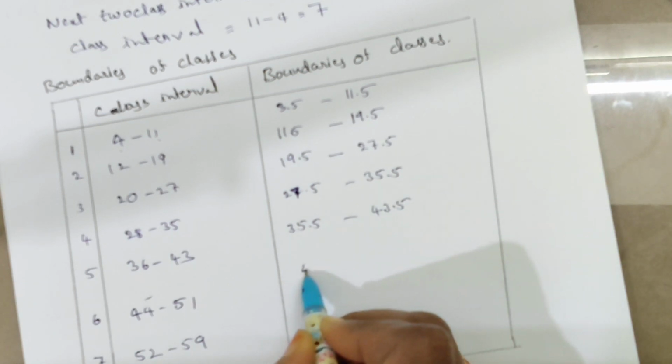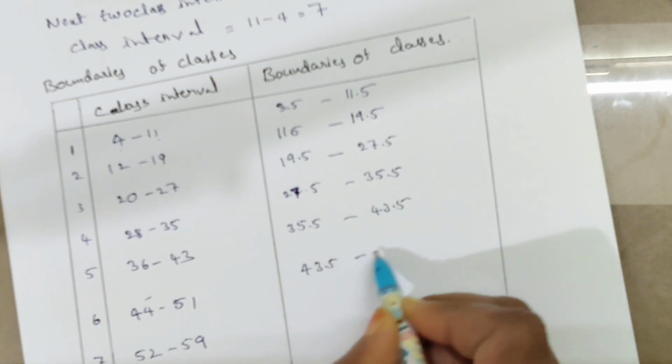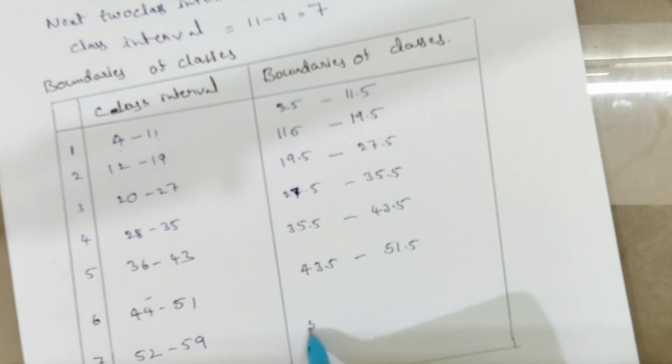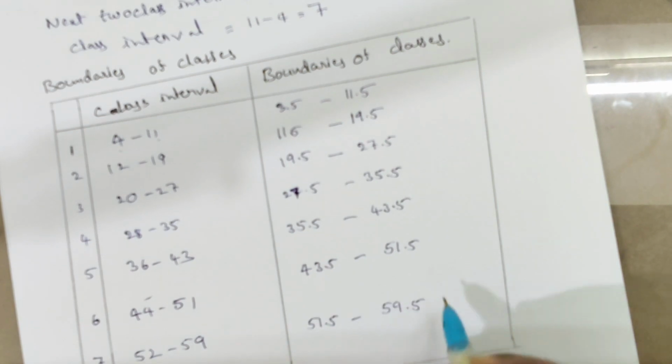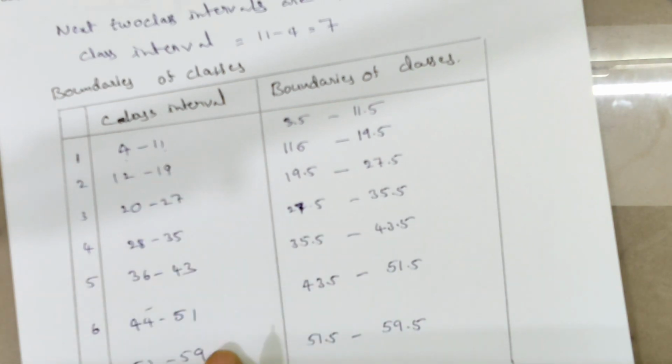Next, 43.5, 51.5. Next, 51.5, 59.5. These are the boundaries of these class intervals. So now the answer is completed. This is the complete third answer.